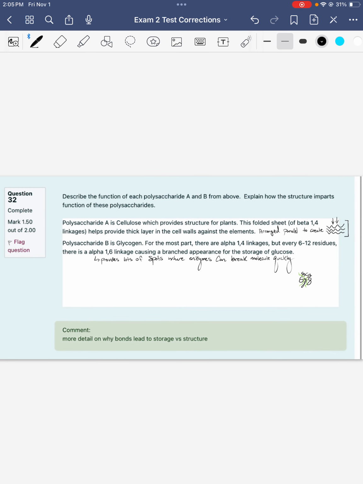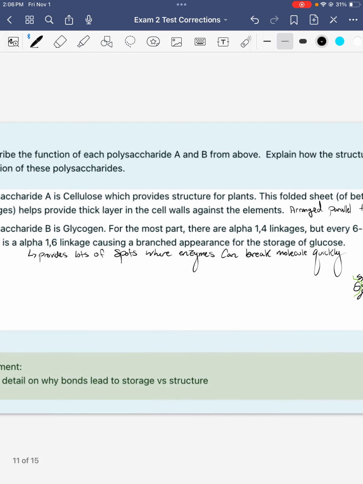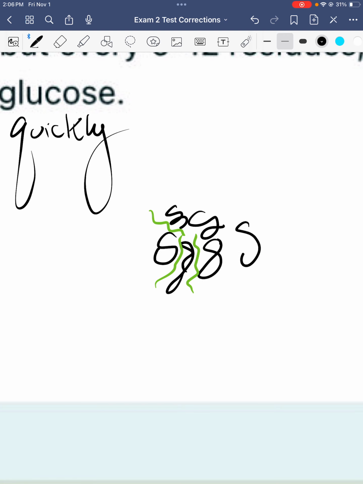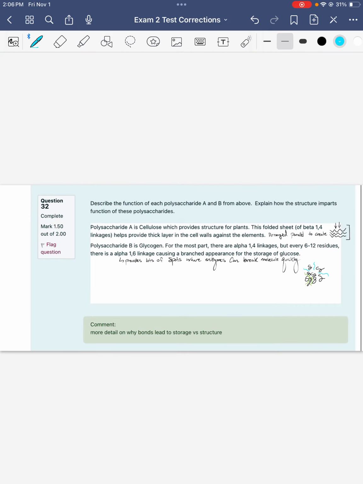For the glycogen, the way that it's set up, it provides lots of spots where enzymes can break down the molecule more quickly. So if we look here, say the black is the glucose, enzymes can come together and easily get that glucose for fast release of the glucose.